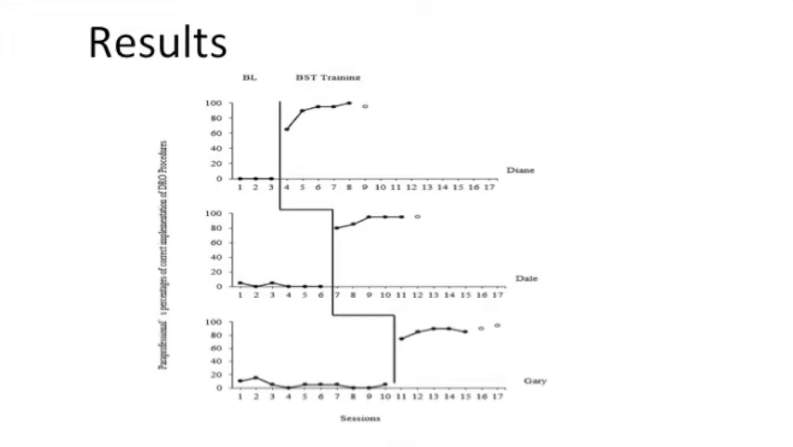The results for the current study were effective as shown by the graph. The x-axis represents the sessions for each participant, and the y-axis represents the percentage of correct implementation of DRO procedures for the paraprofessionals across baseline, intervention, and maintenance phases.